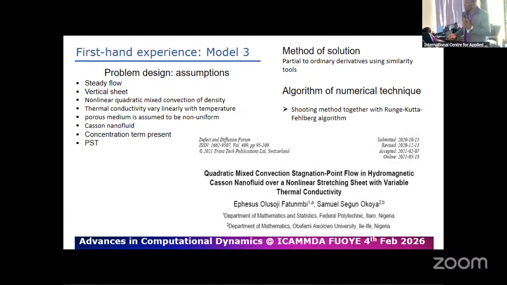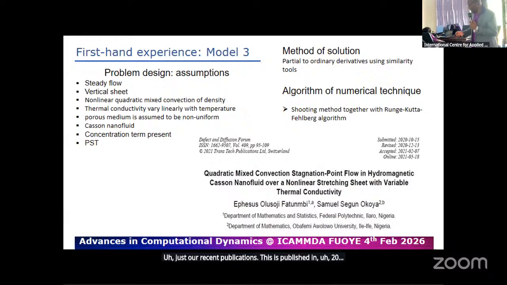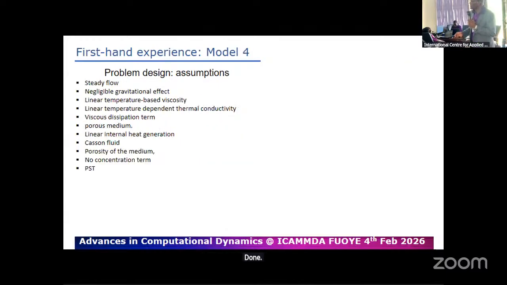Okay, this has also been published. These are recent publications. This is published in 2021. Okay, and here again, the two of us collaborated to get this work done. We go to the next model.